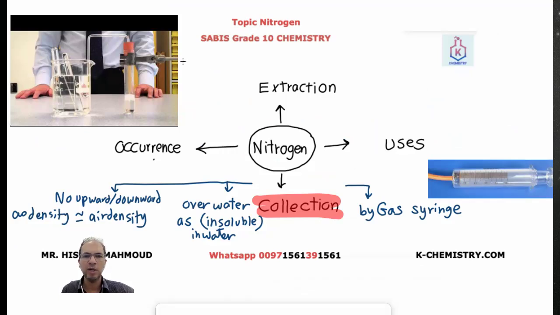If I'm making any experiment and nitrogen gas is produced, how can I collect this? Because its density is almost equal to the air density, I cannot collect it by the upward or downward delivery. If you have a gas which is lighter than air in density, you can collect it by the upward. And if you have a gas which is heavier than air, you can collect it by the downward delivery. But because its density is almost like that of air, it almost cannot be collected by these two methods. I can collect it by the gas syringes though, or over water since it's insoluble in the water.